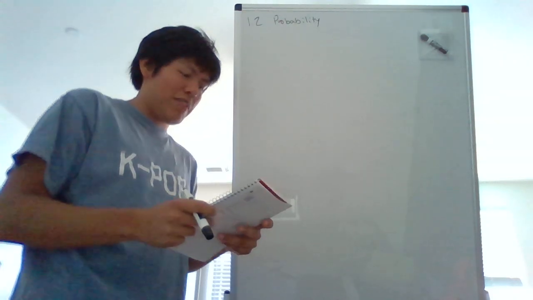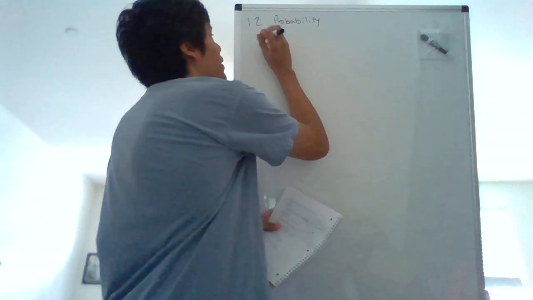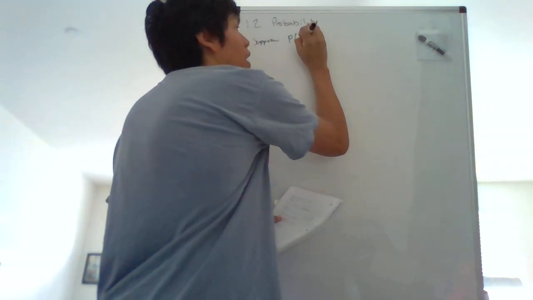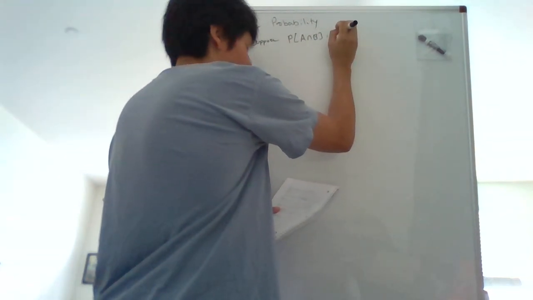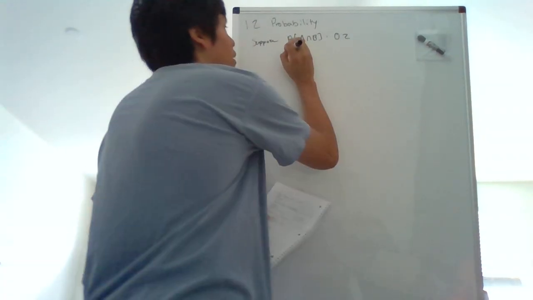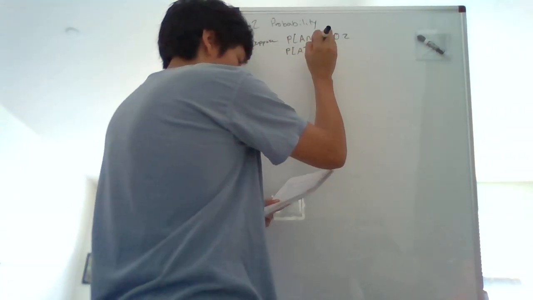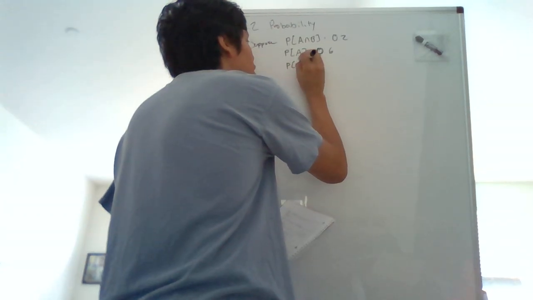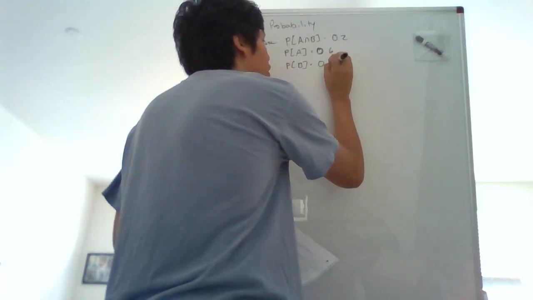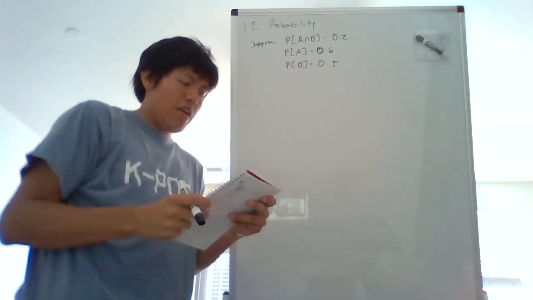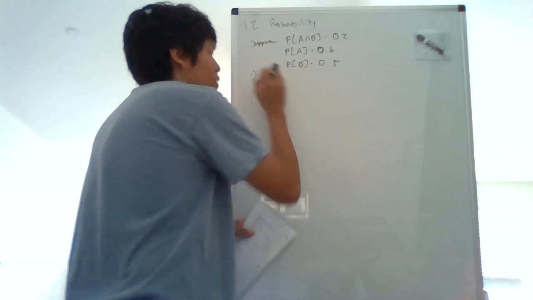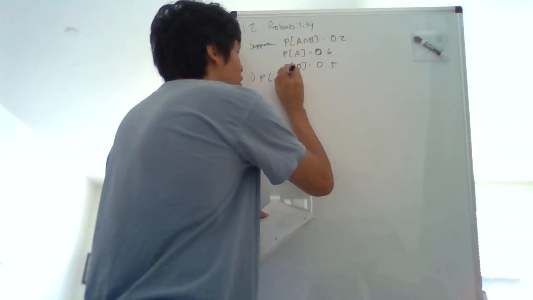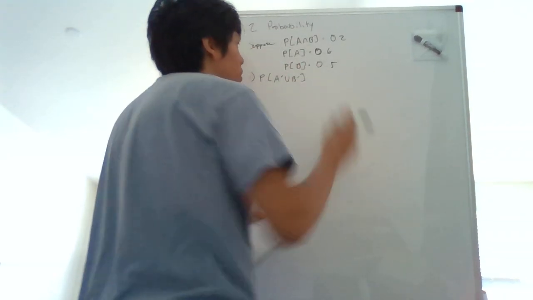So our first problem is, let's suppose the probability of A intersect B is 0.2. The probability of A is 0.6. And the probability of B is 0.5. Alright. So the first thing it asks us to do is to find the probability of A complement union B complement.